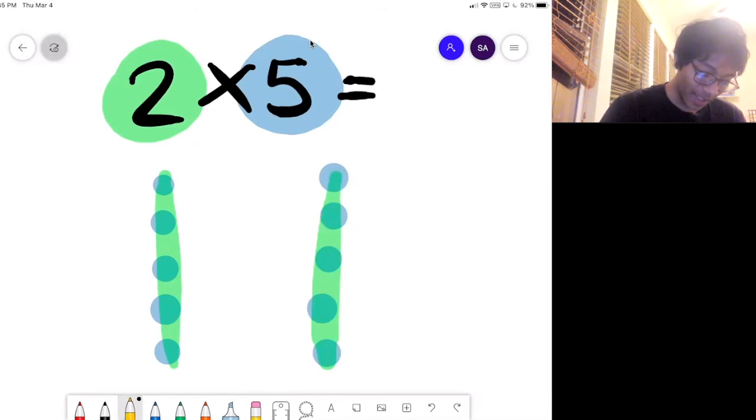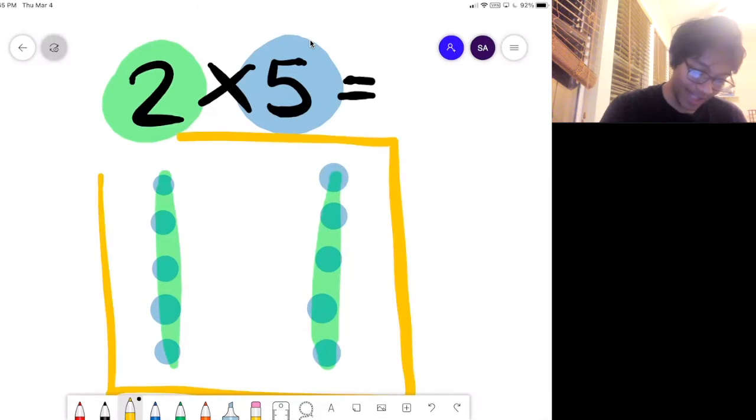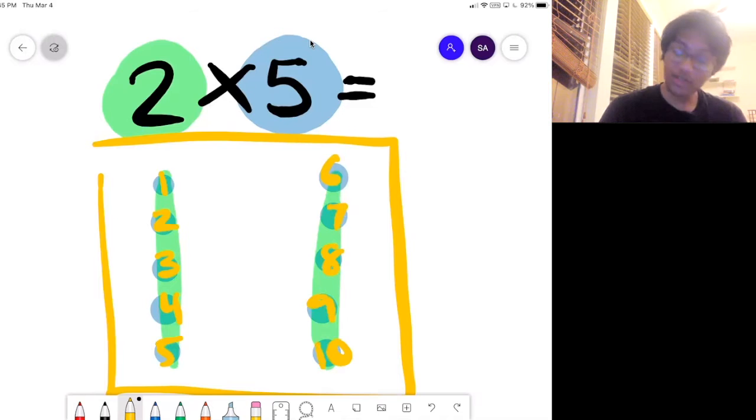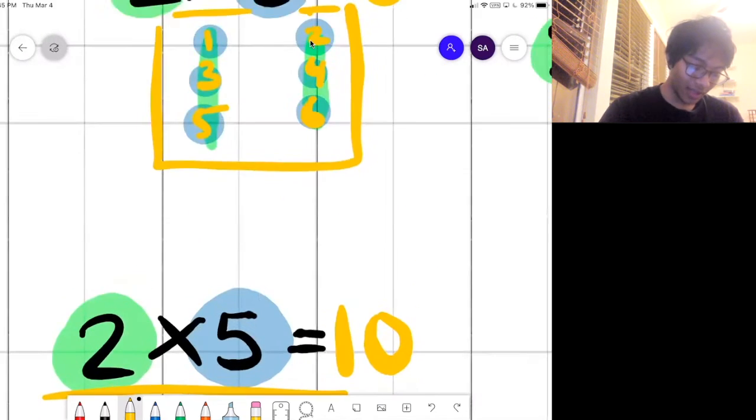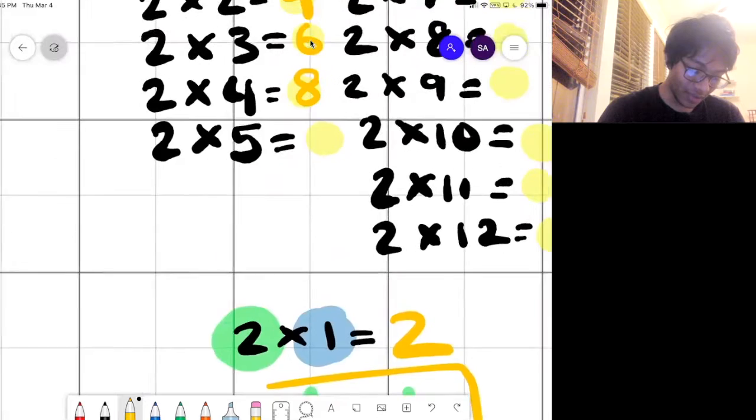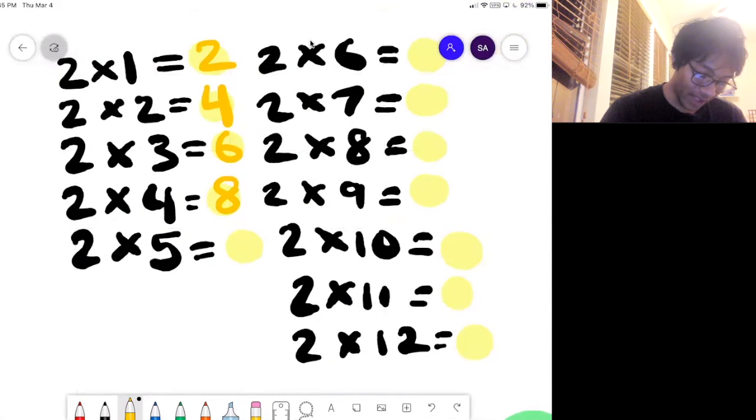So now we're going to count up how many dots in the whole shebang. So we have 1, 2, 3, 4, 5, 6, 7, 8, 9, 10. So 2 times 5 has to be 10. Now let's go ahead and write this down in our table. We have 2 times 5 is just 10. Now let's do the next one.